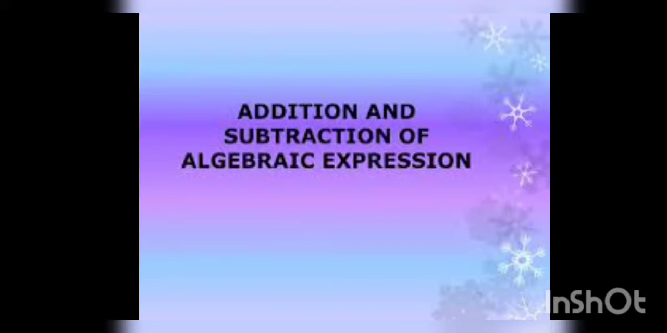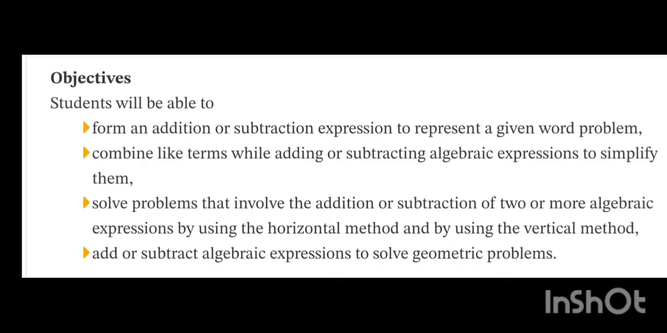Addition and subtraction of algebraic expressions. Learning objectives. Students will be able to form an addition or subtraction expression to represent a given word problem. Combine like terms while adding or subtracting algebraic expressions to simplify them. Solve problems that involve the addition or subtraction of two or more algebraic expressions by using the horizontal method and by using the vertical method. Add or subtract algebraic expressions to solve geometric problems.